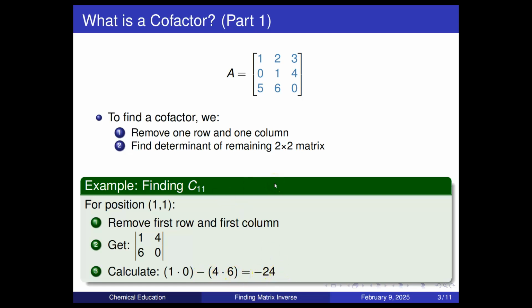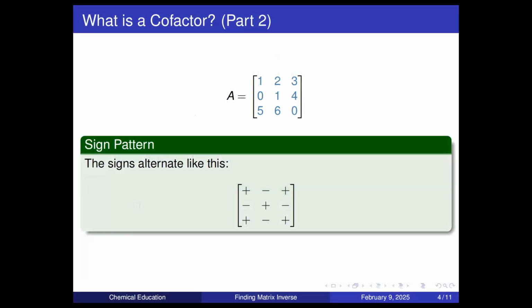Now we have to check the sign of the cofactor. Sign of the cofactor depends on the position in the matrix. So that is minus 1 to the power i plus j. So here i is 1, j is equal to 1. So that will be positive. Now we have to check whether we have to multiply by plus 1 or minus 1. So that will be based on the position. So here that A matrix 1, 2, 3, 0, 1, 4, 5, 6, 0.